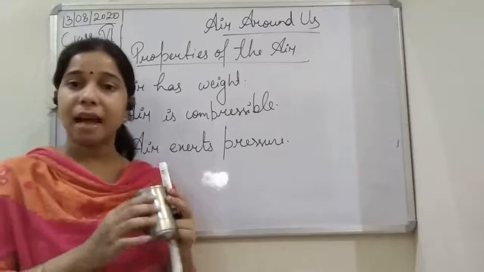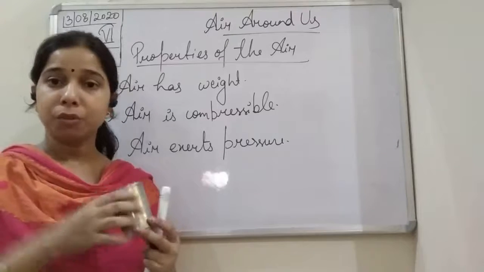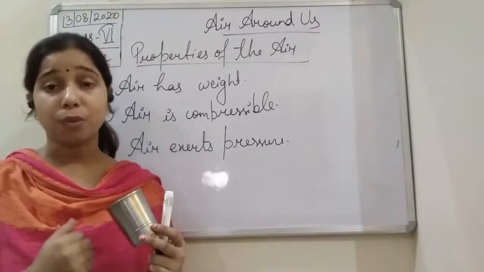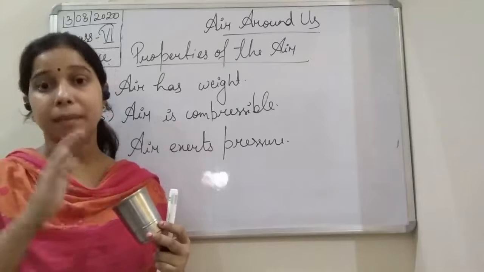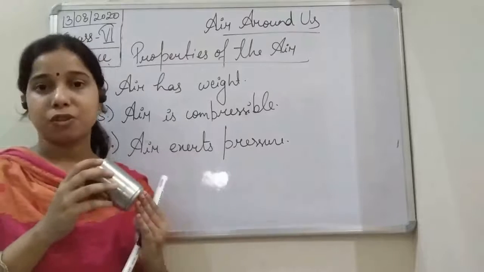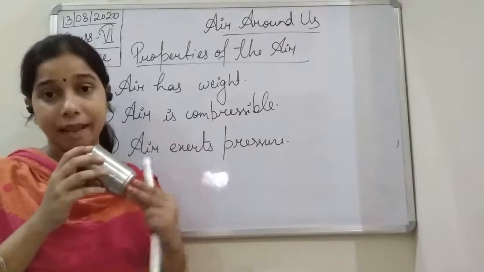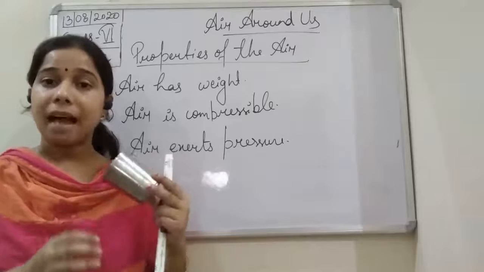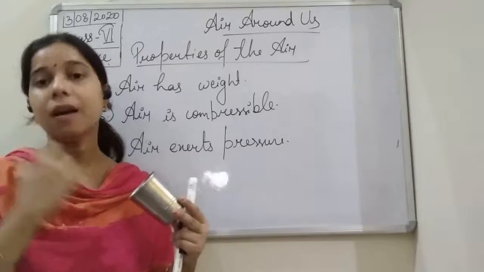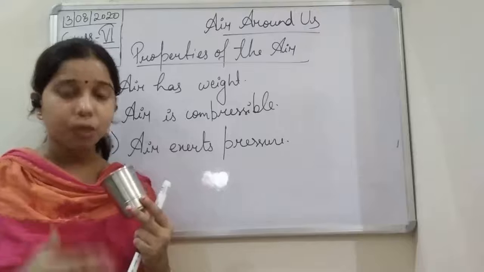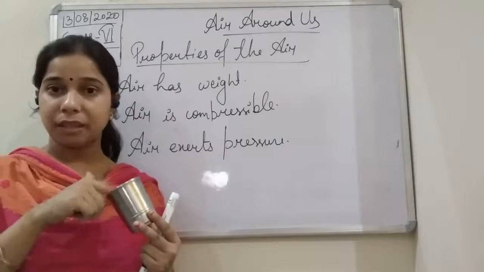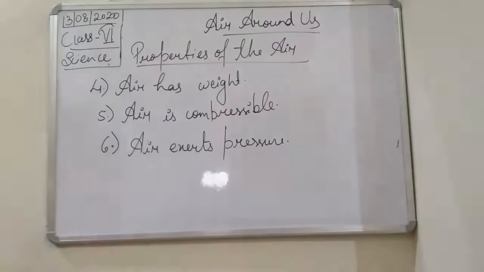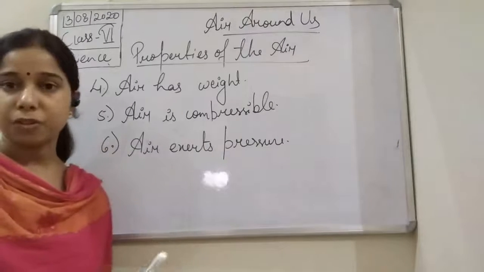So what is this, students? As you keep it in your mouth and suck all the air present in it, the pressure inside becomes less. So the outer pressure exerts on the glass, and this external pressure makes the glass remain attached to the mouth. And as you breathe out, the pressure increases, and due to that it falls down. So by this we can say that air exerts pressure.